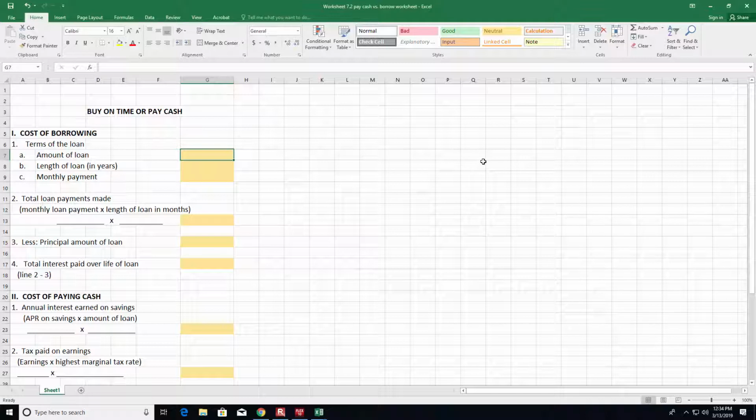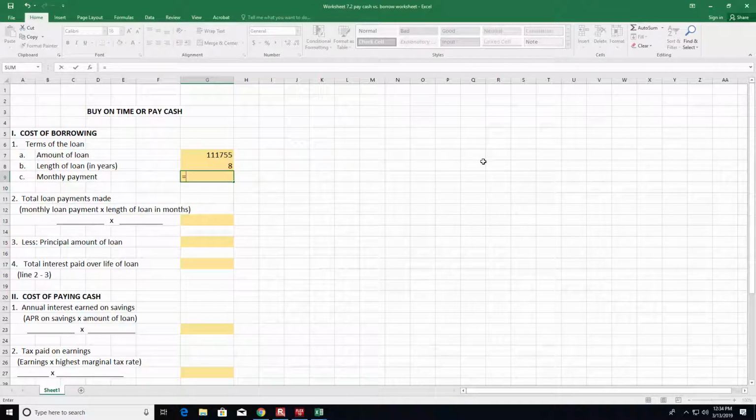Okay, so amount of loan. Give me the numbers. 111,755. Length of loan in years. You guys just did this assignment. Read me the numbers. Monthly payment. Here's a great example. Can't I just put in equals PMT right now? Equals PMT. Interest rate is 5.2 divided by 12. Time is 96 months. Principal is 111,755. Boom.